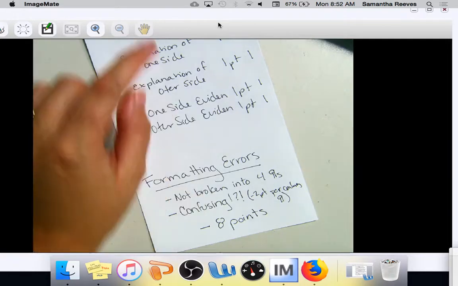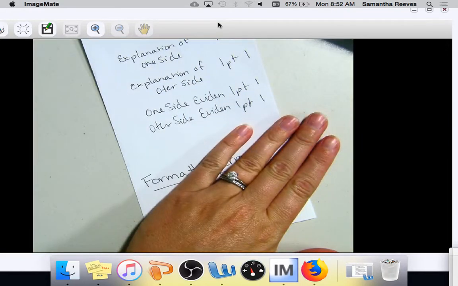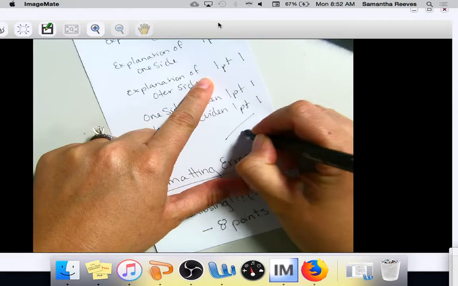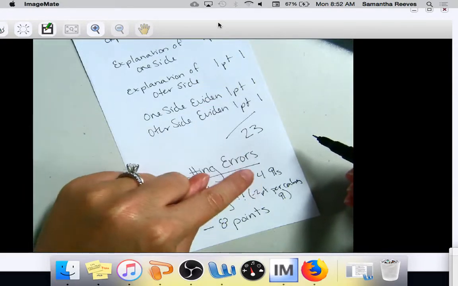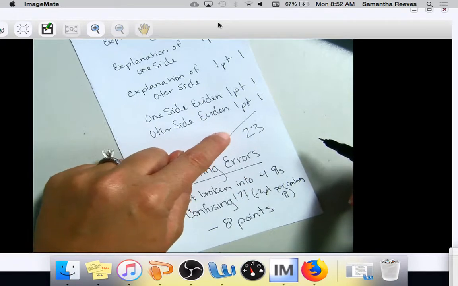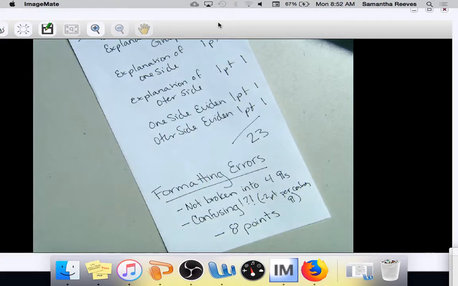Without the formatting errors, what's the total points? 23? Okay, perfect. So the 23 is at the top. Write the grand score over 23. Then if you're taking off 8 points or however many points per paragraph, that's fine. Write it over 23 at the bottom. And then at the very top of the page, you're going to write what the score is.